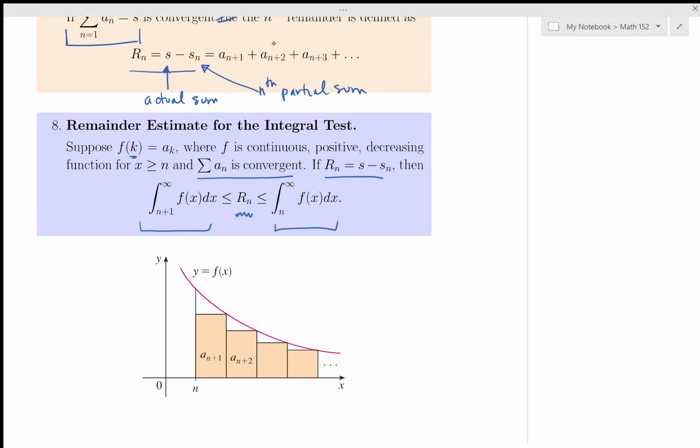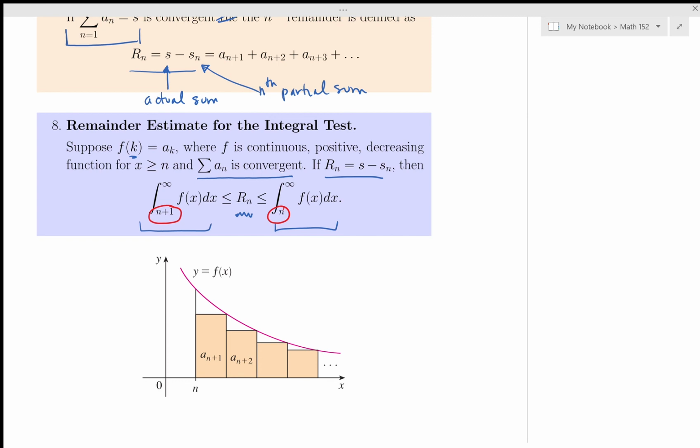What is the difference between these two integrals? Let's make sure that we know. The only difference is this right here. So however much we're going to be out, we can estimate our sum, and how much we're going to be out is going to be bounded below by the integral from n plus 1 to infinity, and it's going to be bounded above by the integral from n to infinity.